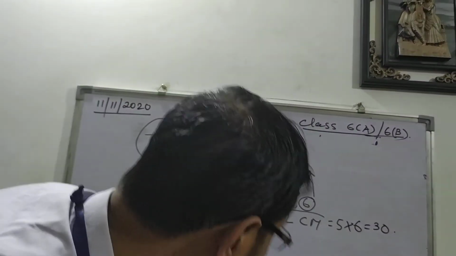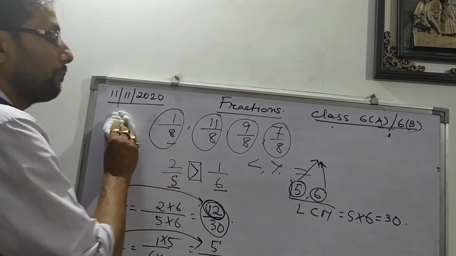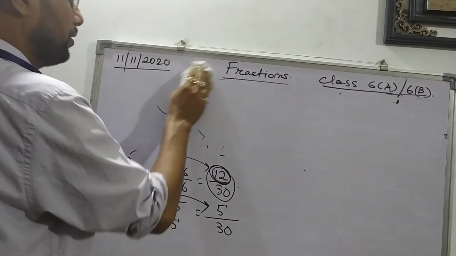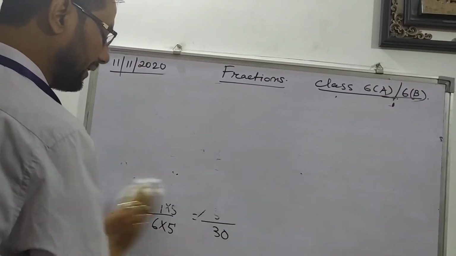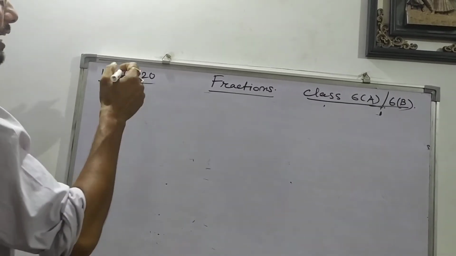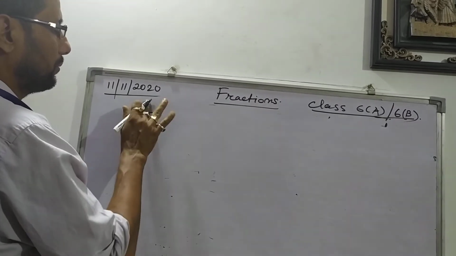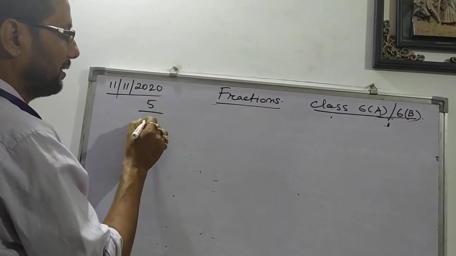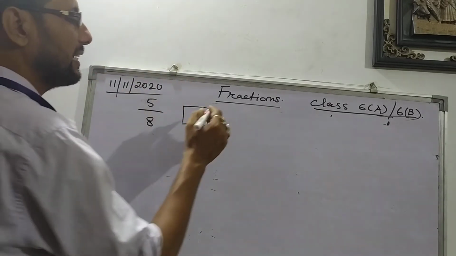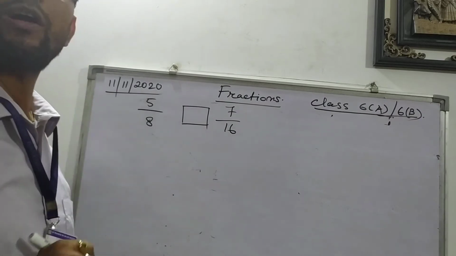Now let us go to another example. One more example. I will give one more of this type so that your concept will be clear. So students, one more example I am taking now. See here, let me take another example. Suppose I have taken 5 by 8. I have given a fill in the box over here, 7 by 16. Now again what will I do?